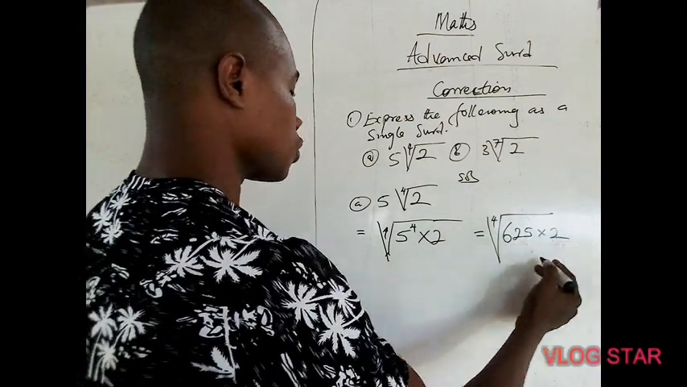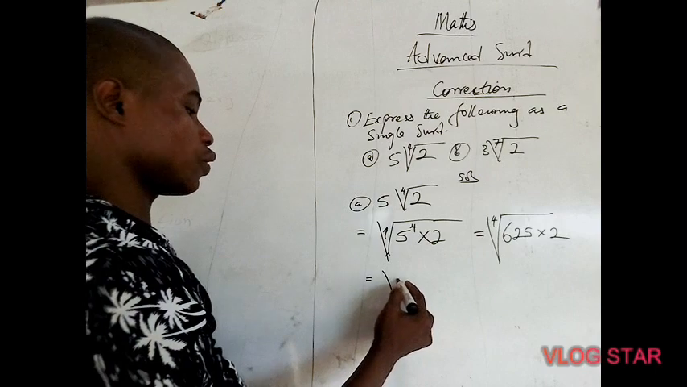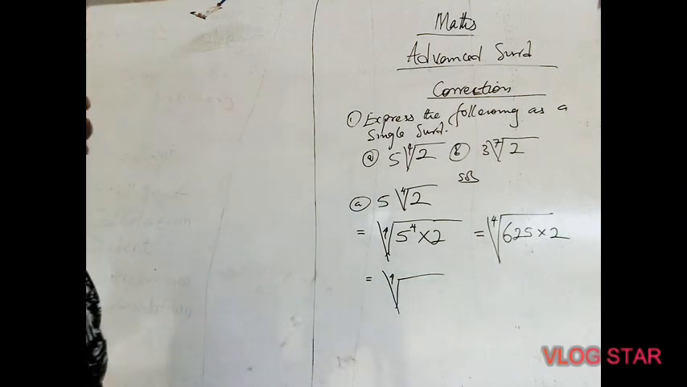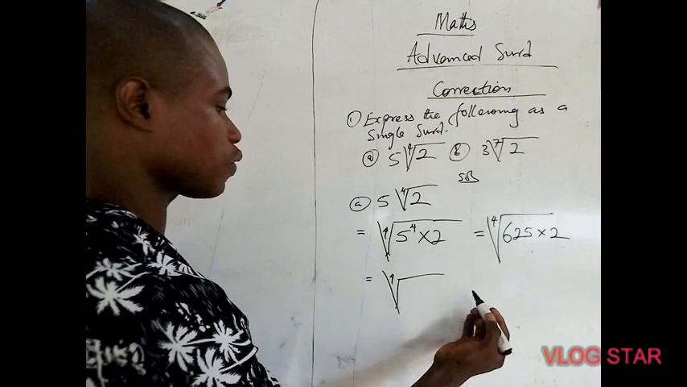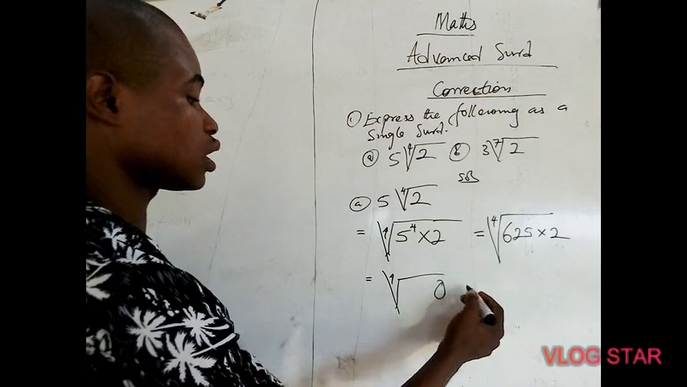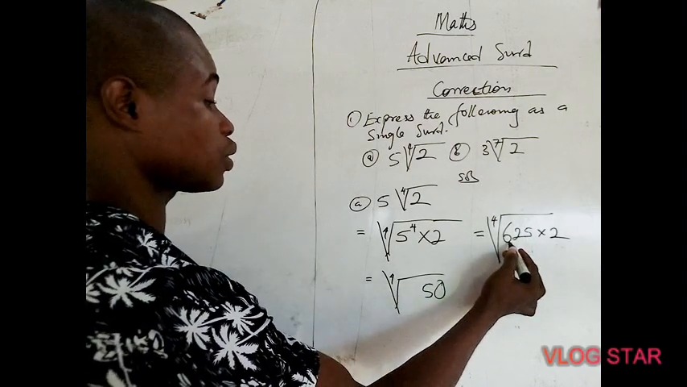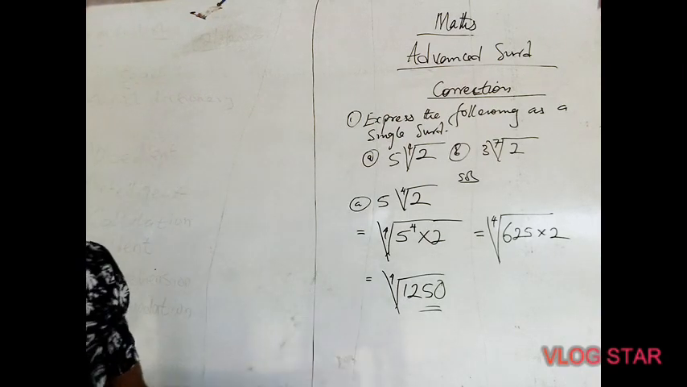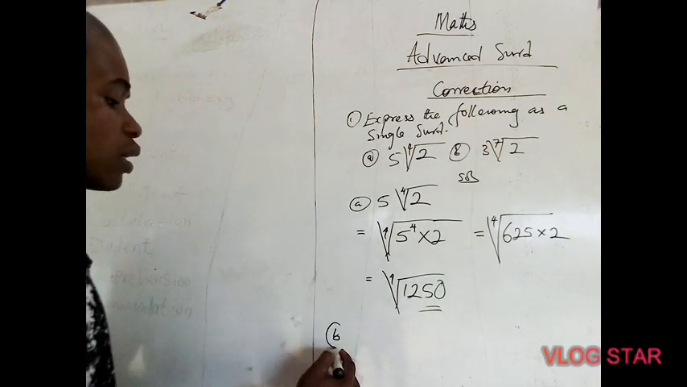Then times 2, we have it as equal to the fourth root of 625 times 2. That will definitely give us what? 625 times 2 will have 2 times 5, 10, 0, carry 1, 2 times 2, 4, plus the one you carry, which is 5. You have here 2 times 6, which is 12. We have it as 1250. This is now the single surd. We go down to exercise B.